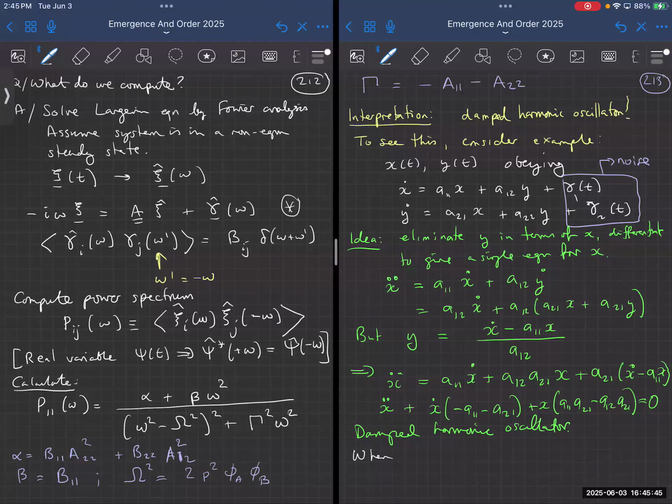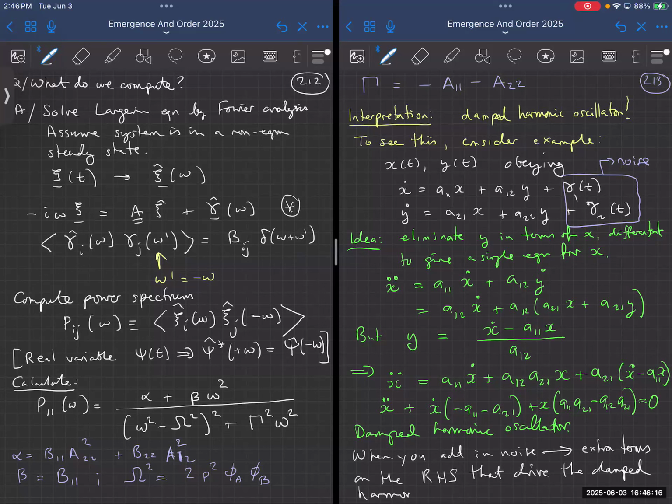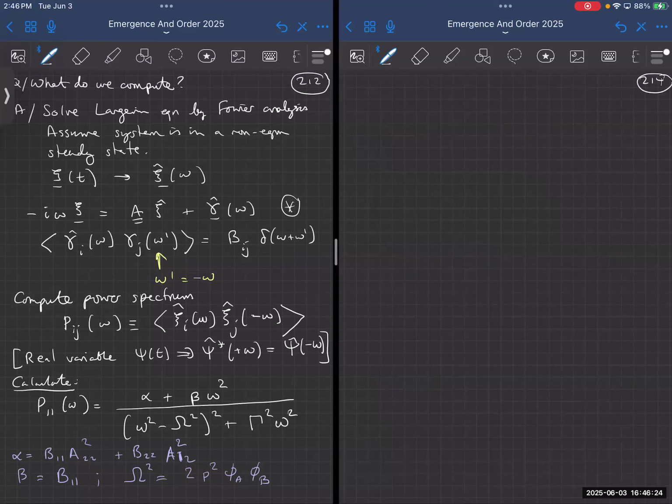So when you add in the noise, what happens is that you get extra terms on the right-hand side that drive the damped harmonic oscillator. And I'm not going to write them out in detail for you. So I've got a damped harmonic oscillator, but it's being driven. When a damped harmonic oscillator is being driven, it is going to oscillate and then decay, and then it gets kicked again, and then the amplitude grows, and then it decays, and it gets kicked again and grows and decays. So that's how you get the persistent oscillations.